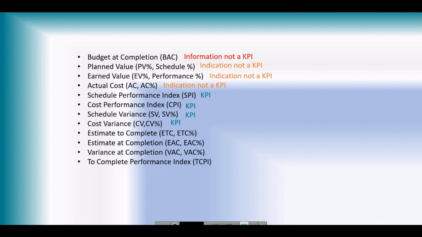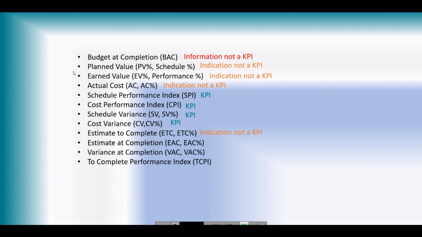For example, your earned payment certificate so far is 55 million and the cost to earn that is 60 million. So you are 5 million of any XYZ currency behind, or you have spent more than that. So this is also a KPI, which tells me whether it's a good thing or a bad thing. Estimate to complete is an indication, not a KPI, because it tells me that 65% of actual cost has been spent and 35% remains. So it's just information. It doesn't tell me whether it's a good thing or a bad thing.